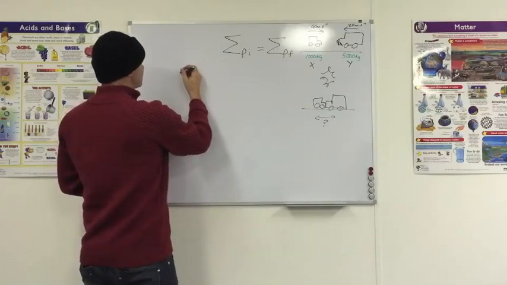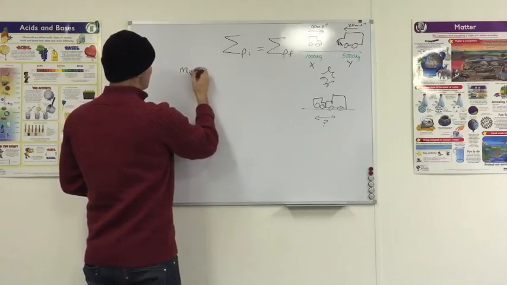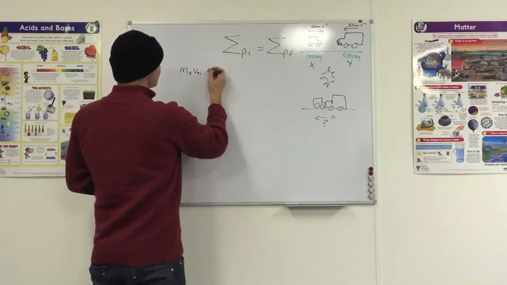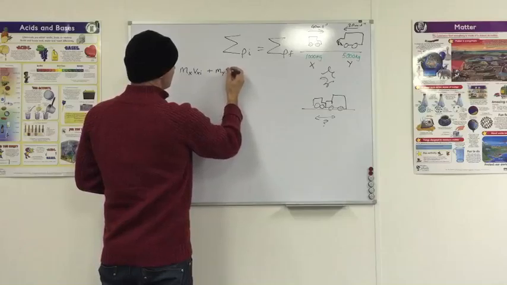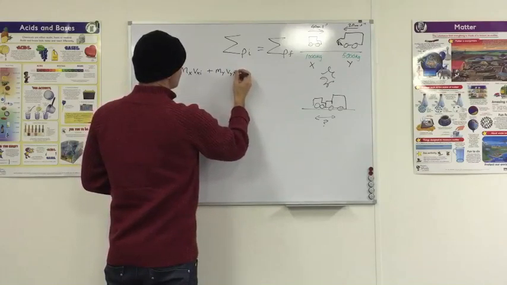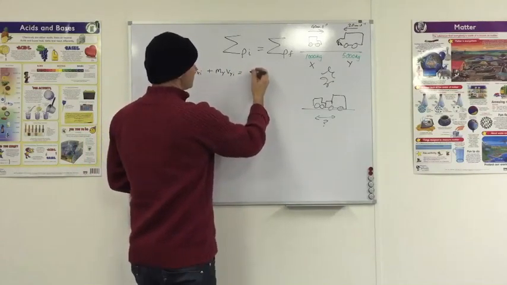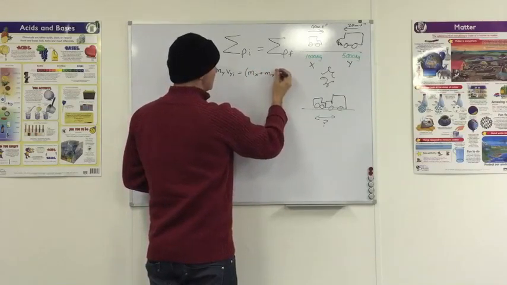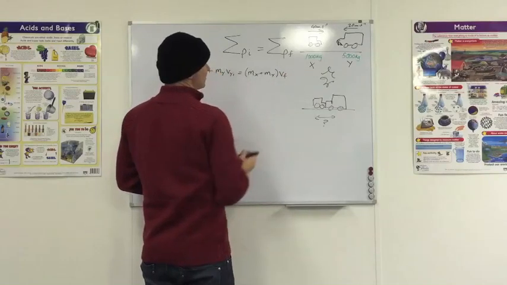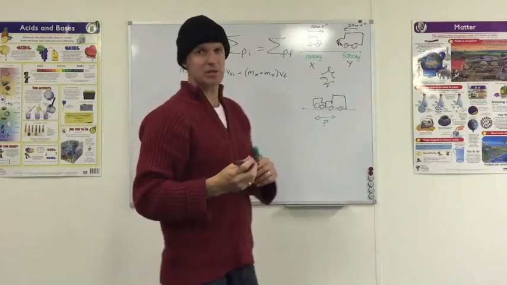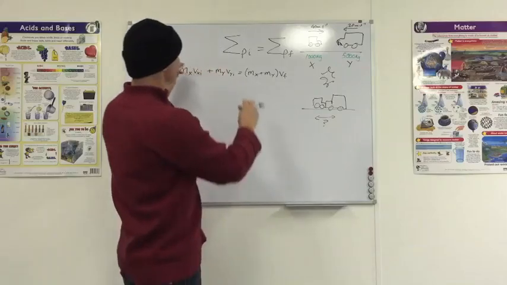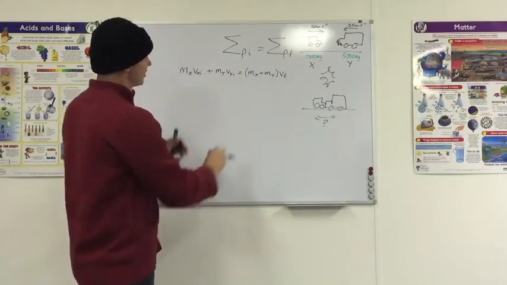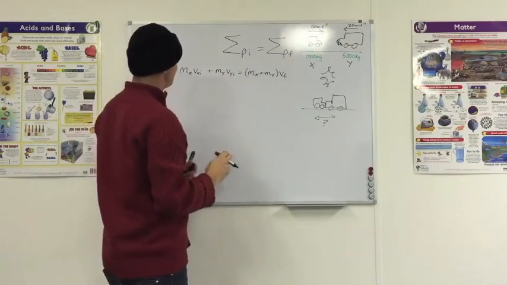So then what we do is just say, I've used X and Y: mX vX initial, plus mY vY initial, is equal to their combined mass, mX plus mY, both traveling at the final velocity. Okay, so that's still in algebra form, but it details more specifically what the law of conservation of momentum is.